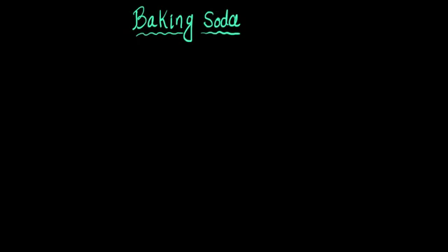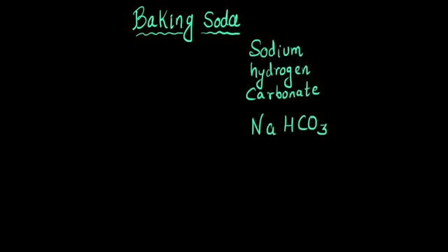So baking soda is chemically known as sodium hydrogen carbonate and its chemical formula is NaHCO3. Okay, now let's try to guess what chemical compounds would have reacted to give us this compound, sodium hydrogen carbonate. Can you pause the video and guess this by yourself first? Now if you have tried it, let's see.